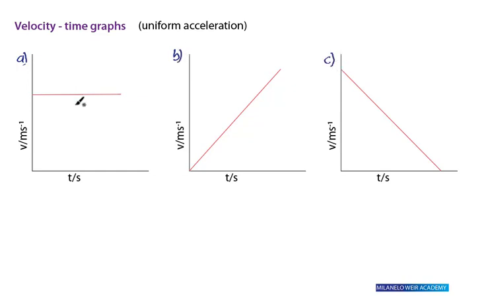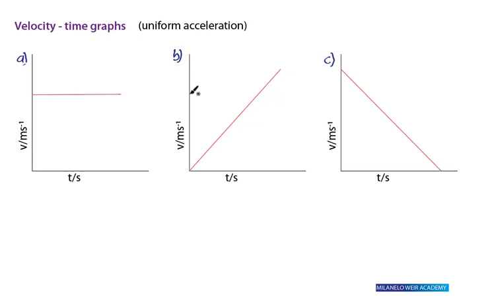With the first one, we see that the gradient or the slope is 0. So the slope is 0. And remember, the slope in a velocity time graph represents what? Acceleration. It represents acceleration. So what can we say about this speed? There is no acceleration. When there is no acceleration, that means the speed is the same.